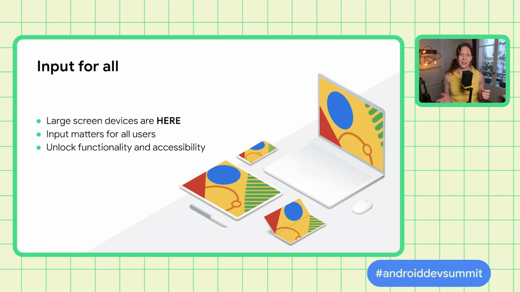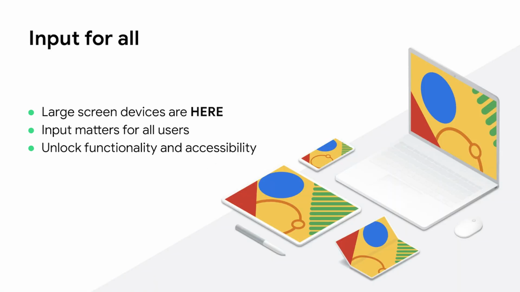Let's recap the main ideas here. Large screen Android devices are here and growing in popularity. Good input support on Android has always been important, but it is even more critical for foldables, tablets, and Chrome OS. Lastly, spend some time thinking about your app's input handling and how you could increase engagement and unlock new functionality and app experiences. With that, I'd like to thank you for investing in making really awesome Android apps and, of course, adding incredible input handling.